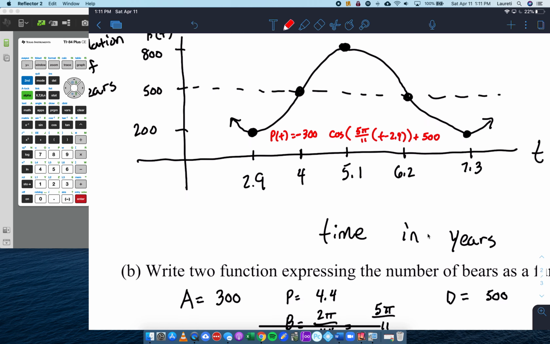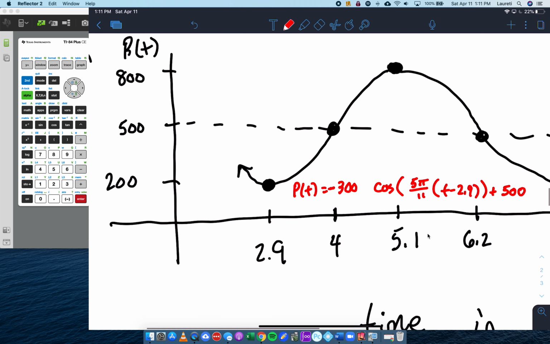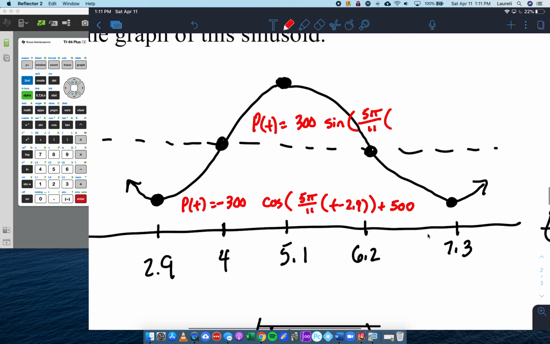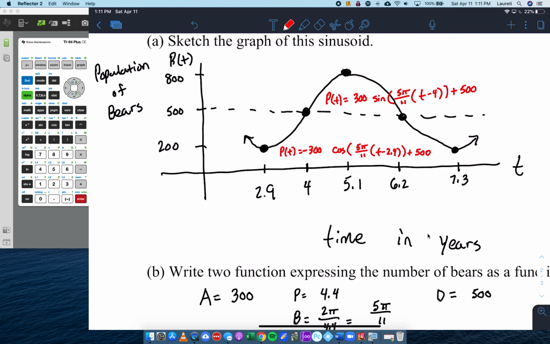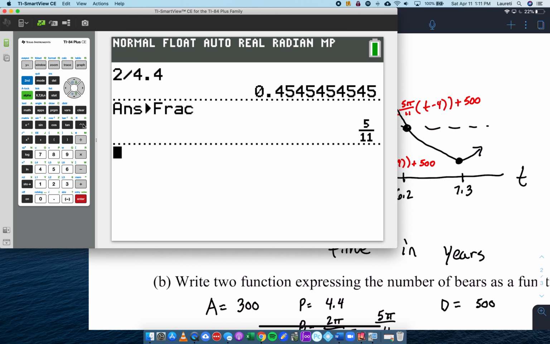So you can use that equation, or if you wanted to use the higher point, you can do P of t is 300 sine of 5 pi over 11 times t minus 4, plus 500. So either equation should work out fine. I'm going to use the first one, so I'm going to put this first equation into my calculator.